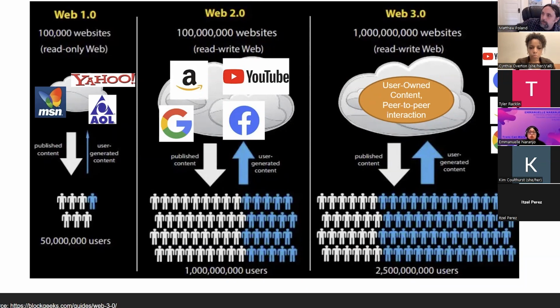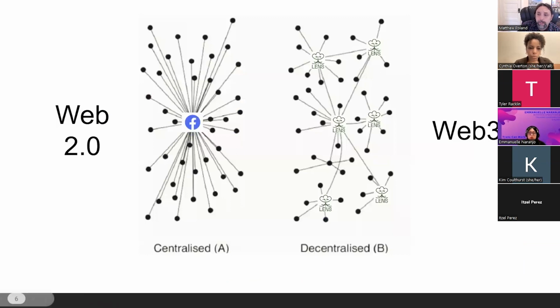YouTube, Facebook, and stuff like that are still there in Web3, but they're not central to Web3. Web3 is really about a network of peer-to-peer interaction. And this slide kind of talks about it in broad terms too.